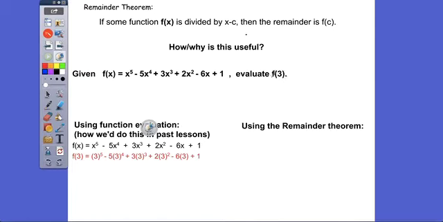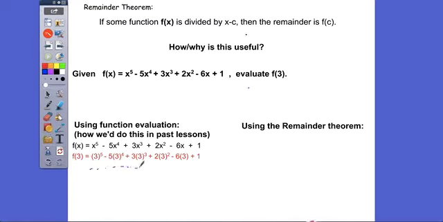If I asked you to evaluate f of 3, think about it for a second what you would do to find f of 3. So if you're thinking you would plug everything in, then you're right. You'd plug 3 in for all the x's, which I've set up right here. Using function evaluation, that's how we do this in past lessons. This is what you would do. I don't even know what 3 to the 5th is. Let me think for a second. 27, 81, 243, I think it's 3 to the 4th. No, 343, I think.